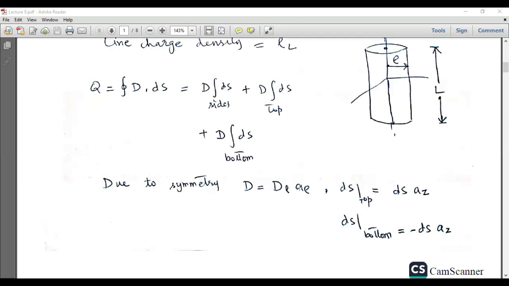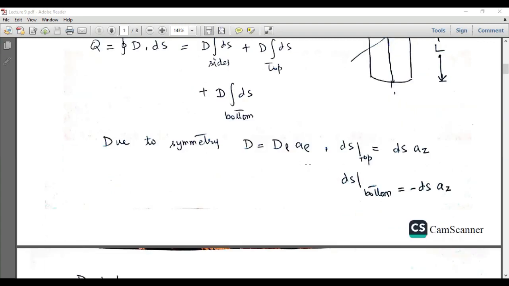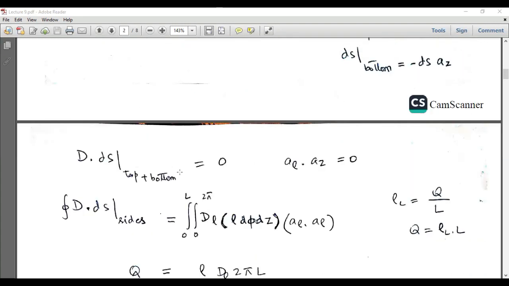So D is equal to D rho a rho, and for the top surface dS is equal to dS az, for the bottom surface dS is equal to minus dS az, and D dot dS for these two surfaces will have the a rho dot az, which is equal to 0. So we will have only rho component of the electric flux density. So this integration will be equal to 0 for top plus bottom surfaces because a rho dot az is equal to 0.